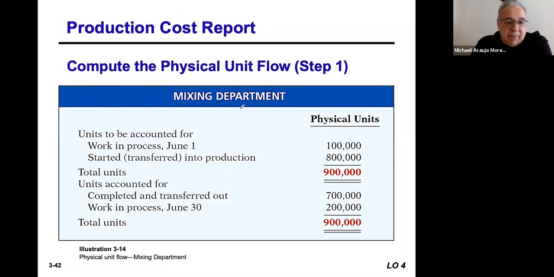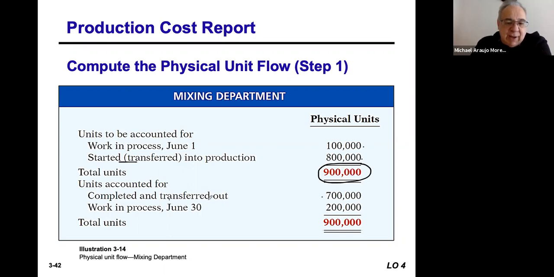And so for the mixing department, starting with 100,000 units, started 800,000 in production, so a total of 900,000 units for June. What happened to those 900,000 units?